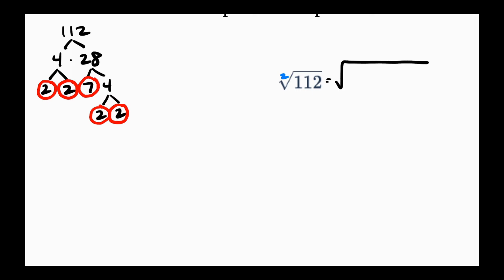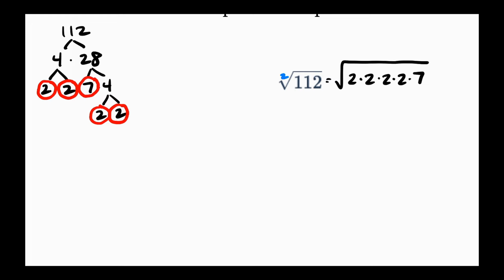I'm going to say the square root of 2 times 2 times 2 times 2 times 7. I had four 2's and a 7. Now, if I multiply 2 times 2 times 2 times 2 times 7, I'll get 112. So it's not like I changed 112. It's the same number, it just looks different. Okay?